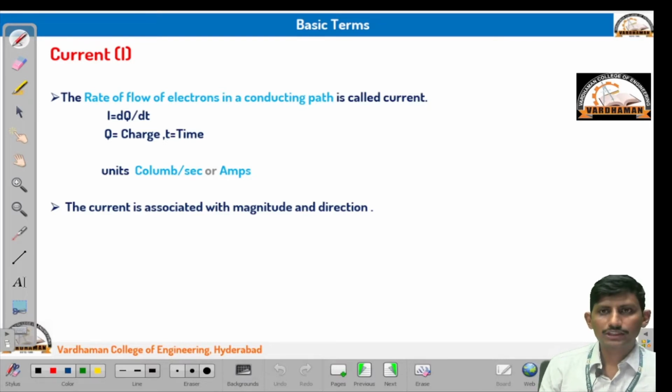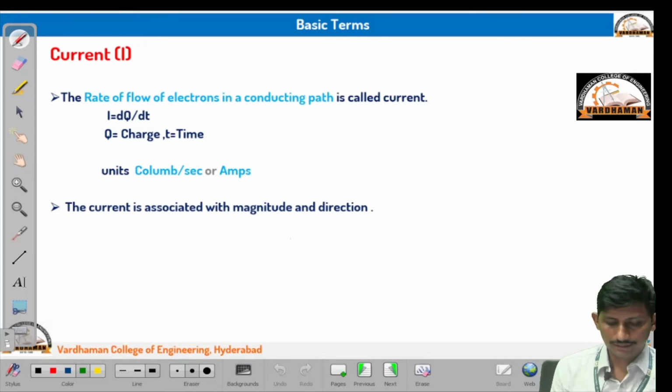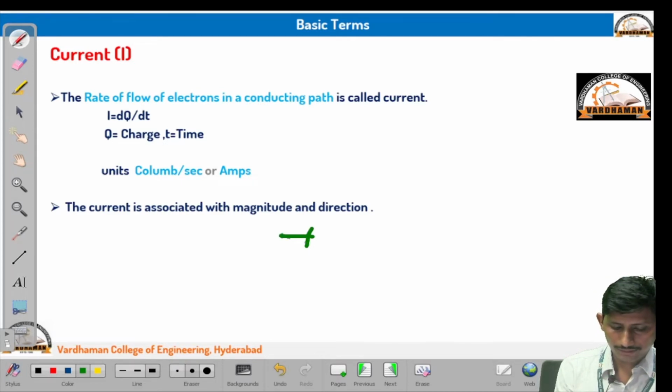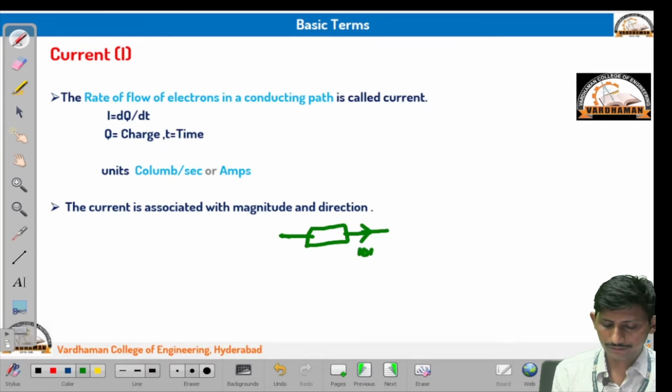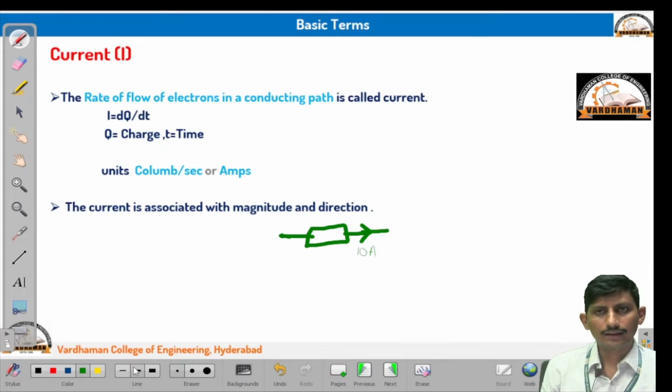The current is associated with magnitude and direction. That means for any element the current is represented like this. If this is the element, the current will be represented with an arrow mark like this, and a magnitude, something like 10 amperes. This current can be either DC or AC.